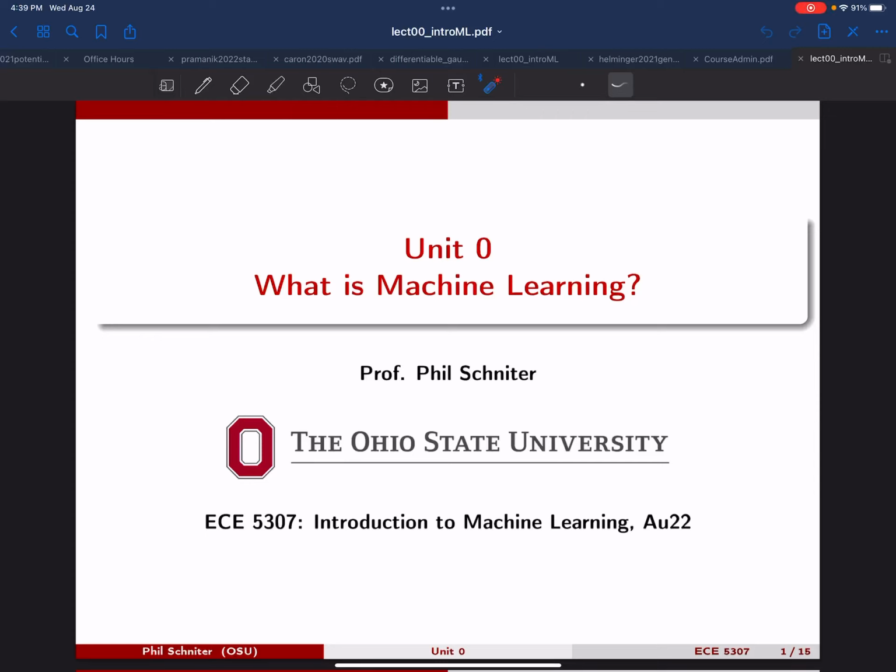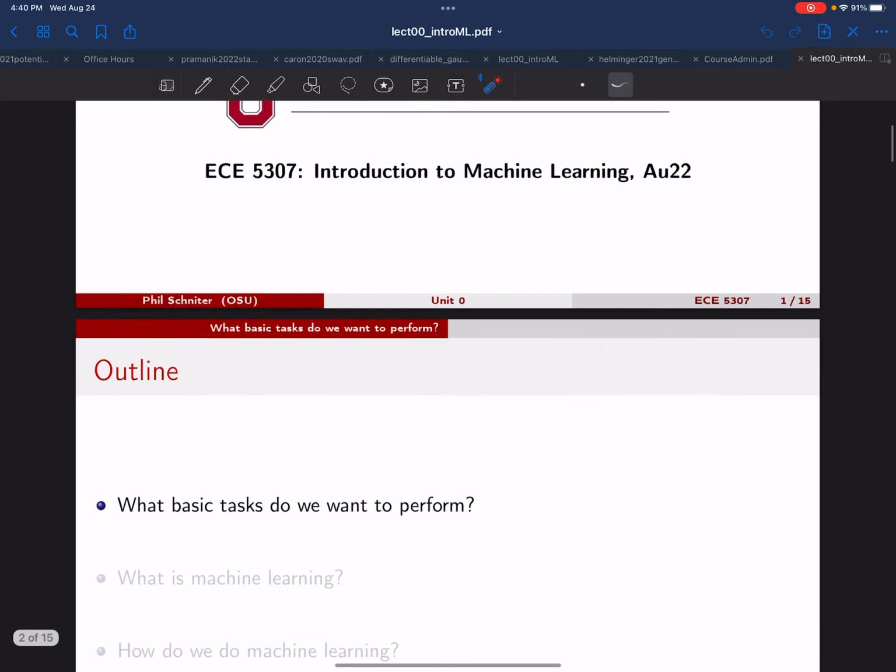Okay, so moving on to this. This is just a very short introductory set of notes trying to describe basically what we are talking about when we say machine learning?